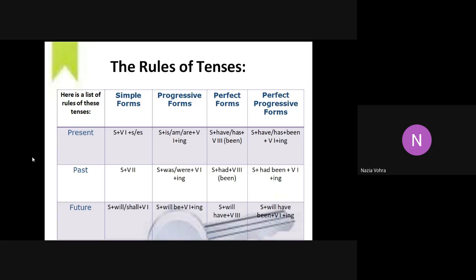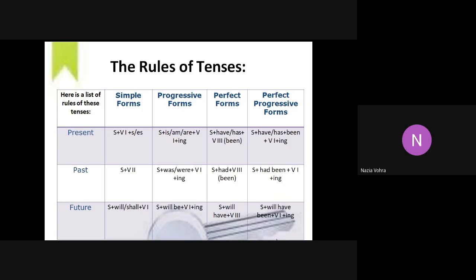So when it comes to the past form, we will use had been instead of have been plus the ing form of the verb. And for future, again, we will be using will have been plus the ing form of the verb. We'll do some examples, so don't worry. I will do examples of simple form, progressive form, perfect form, and perfect progressive form, keeping in mind all the three tenses. Okay? So you will get a much better clarity.